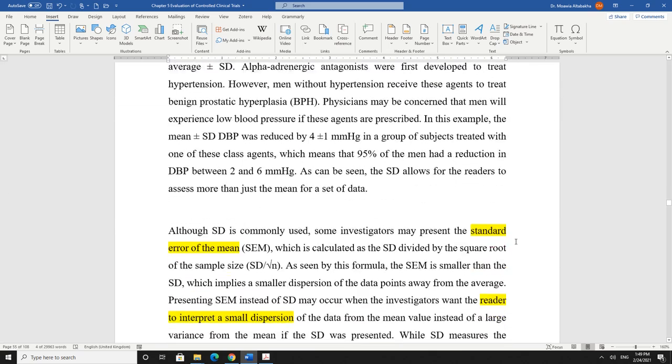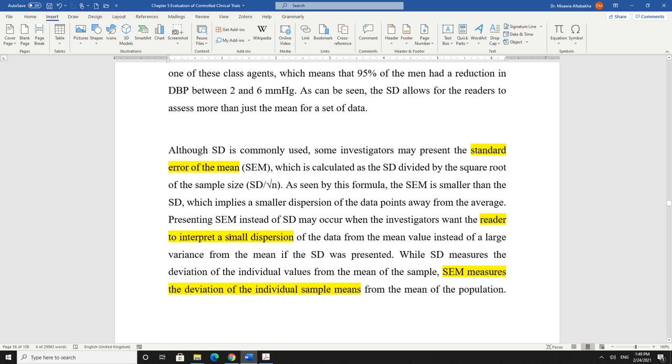But you should be careful, because some authors may report, instead of SD, which is the standard deviation, they will put SEM, which is something related to standard deviation, but it's different. Now, when you report SEM, it means that you are looking at the population. The inferential statistics begins. So standard error of the mean, yes, it is related to standard deviation, but it's used in inferential statistics, which means I want to look at the population.